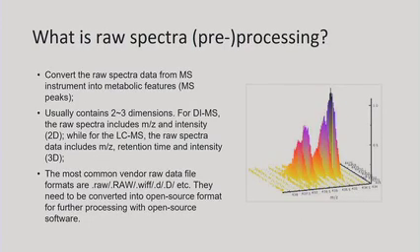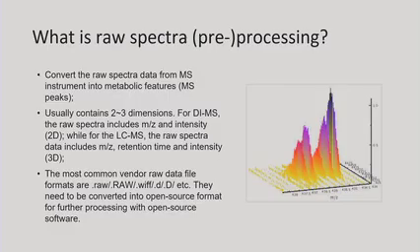So now let's talk about the raw spectral data processing. The first thing is that we get data from the mass spectrometry instrument. We have to convert the data from the MS instrument into metabolic features. This is a process called spectral data processing.